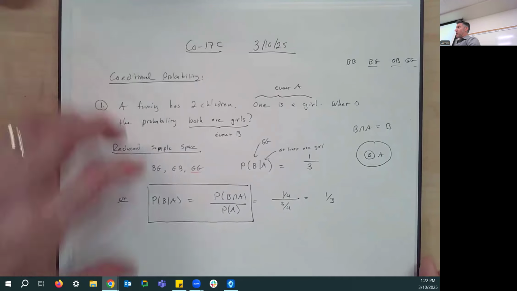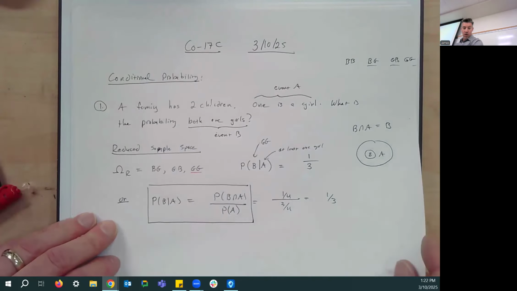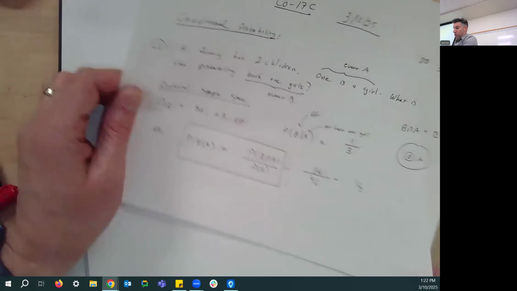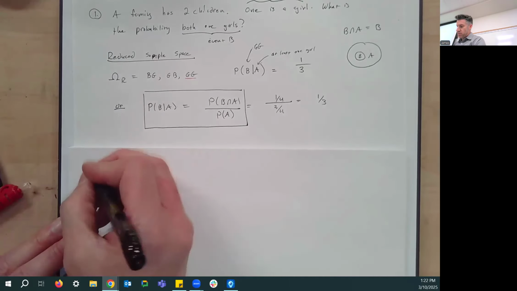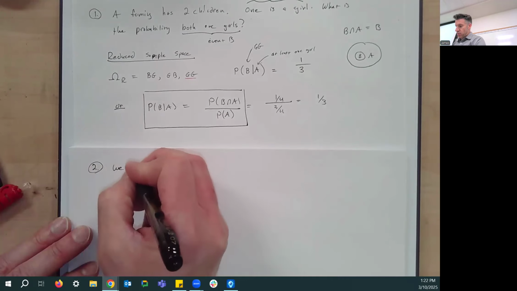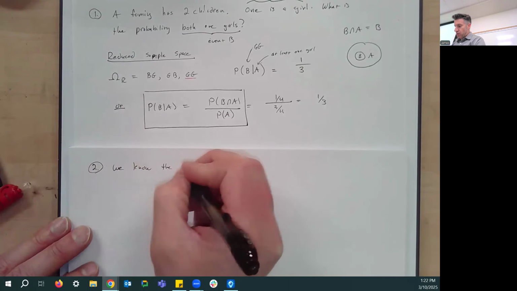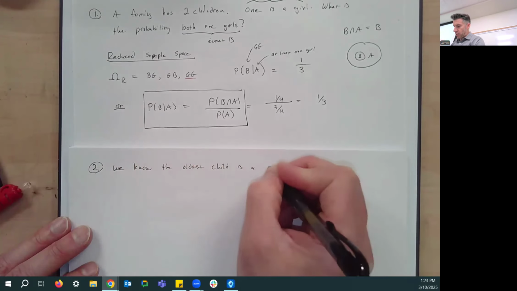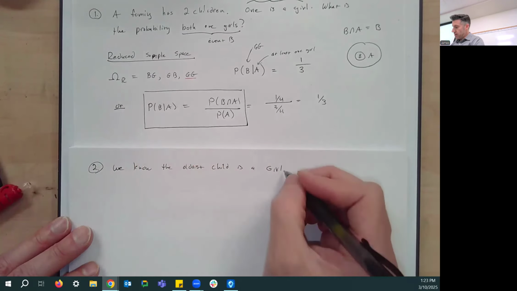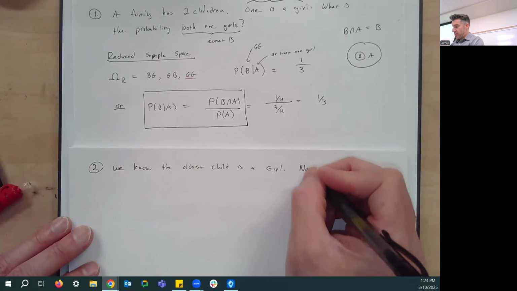So let's actually look at the other situation where we know that the oldest is a girl. So same situation, except now we know the oldest child is a girl. Now what's the probability?